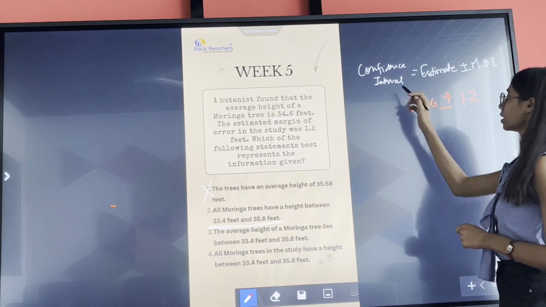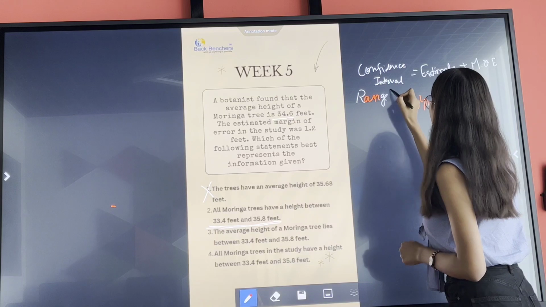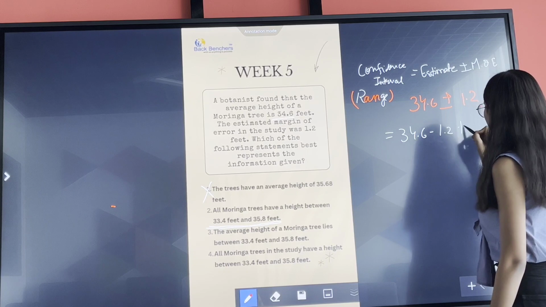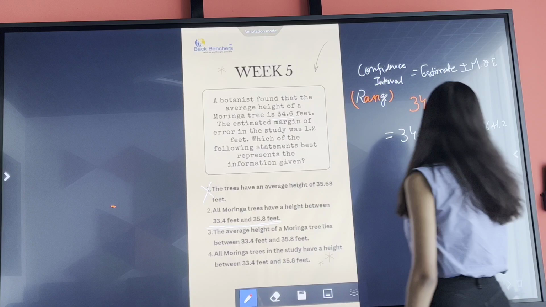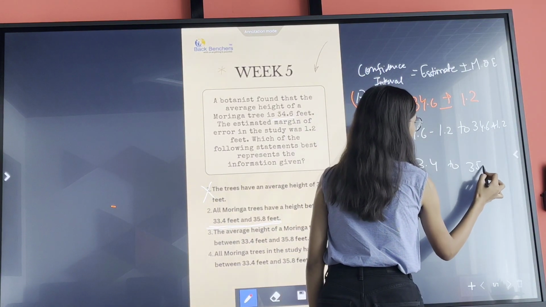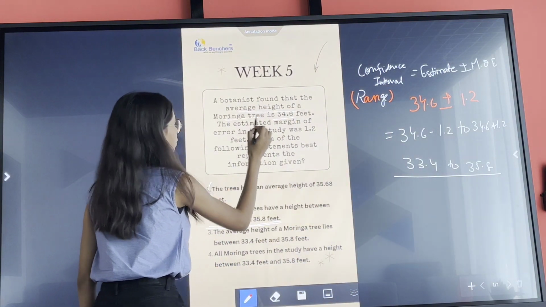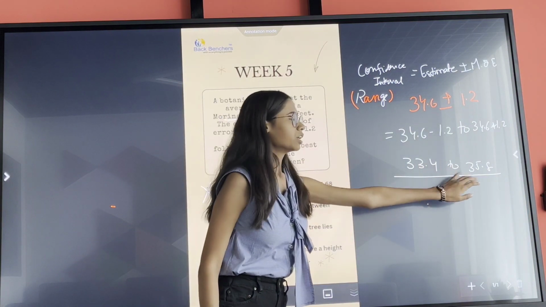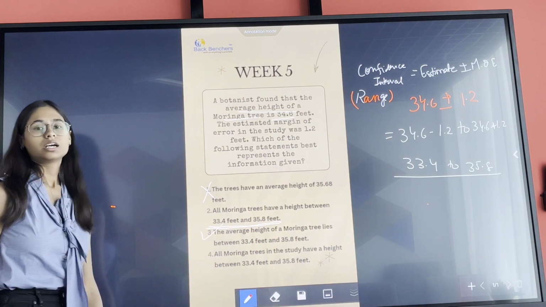So I can find out my confidence interval, also known as range, as 34.6 minus 1.2 to 34.6 plus 1.2. This will give me 33.4 to 35.8. So this is for the average height of the moringa tree. So this means that my average height of the tree lies between 33.4 and 35.8, which means that option C is the correct one.